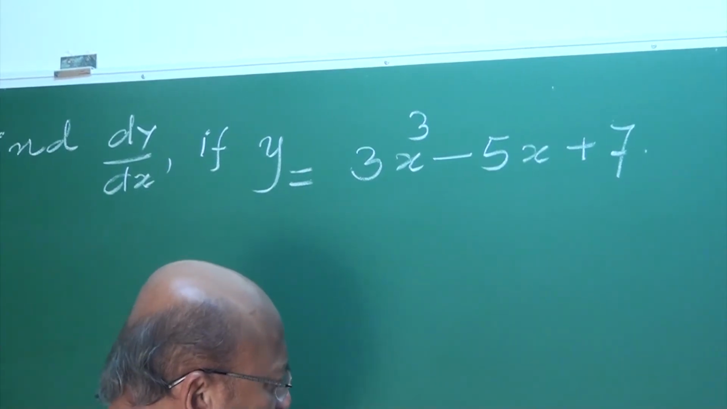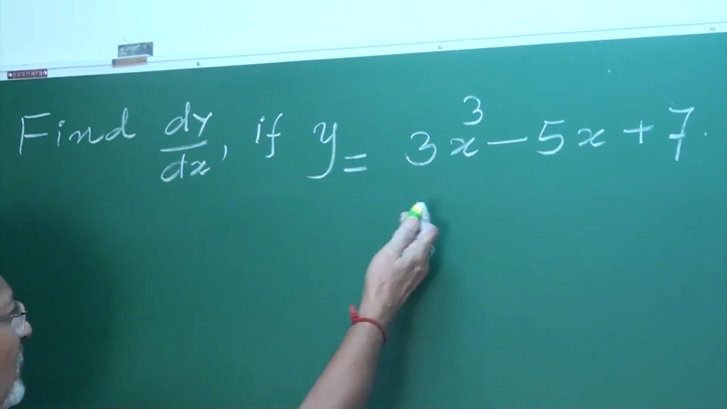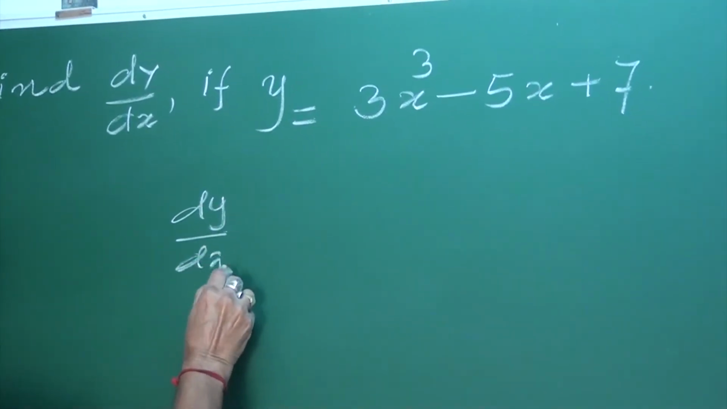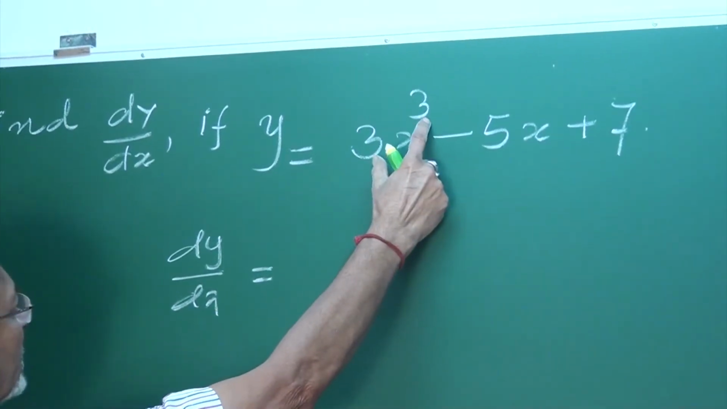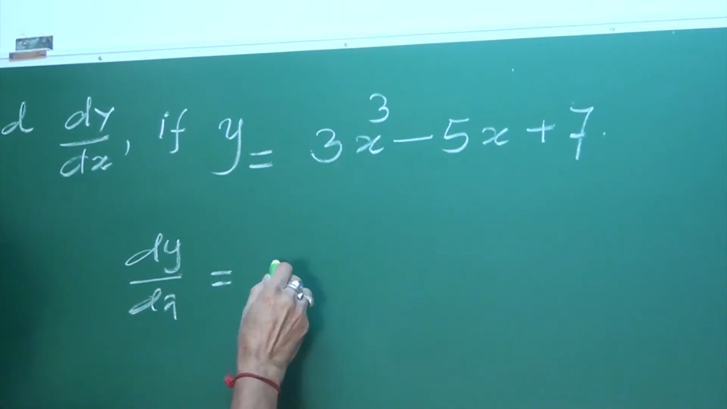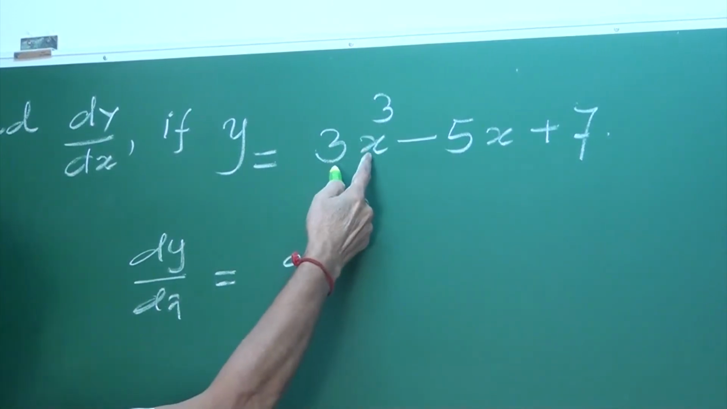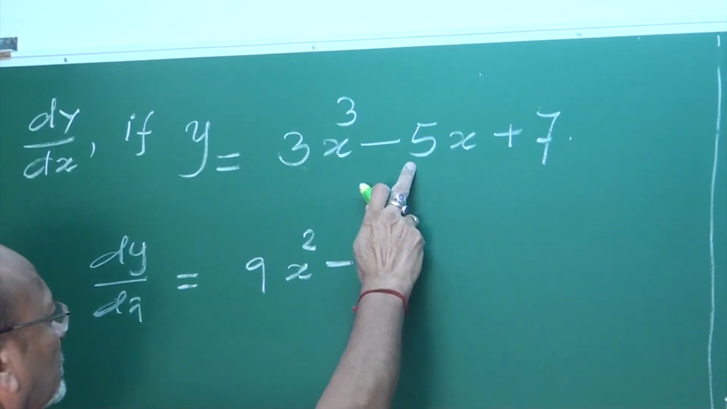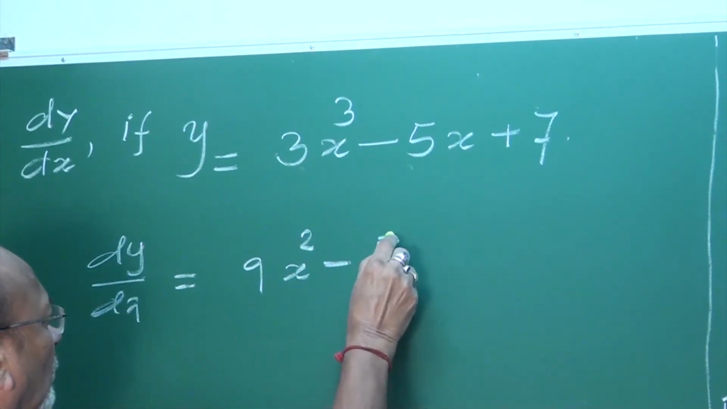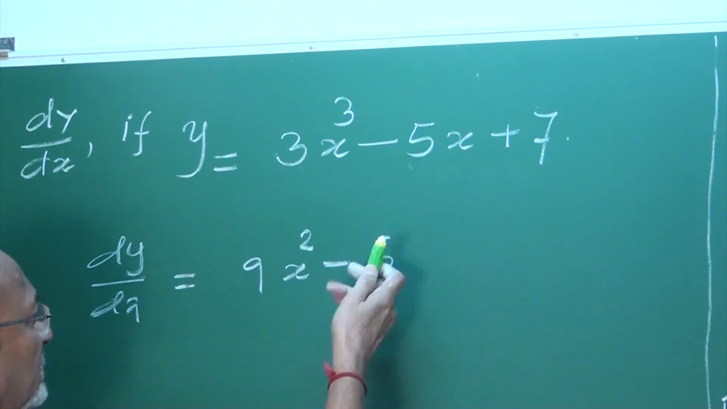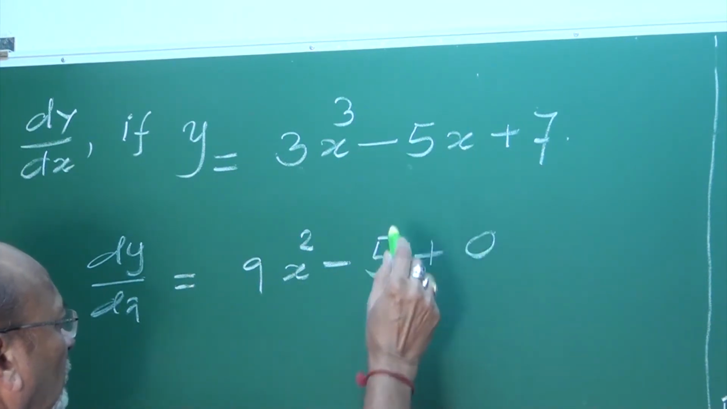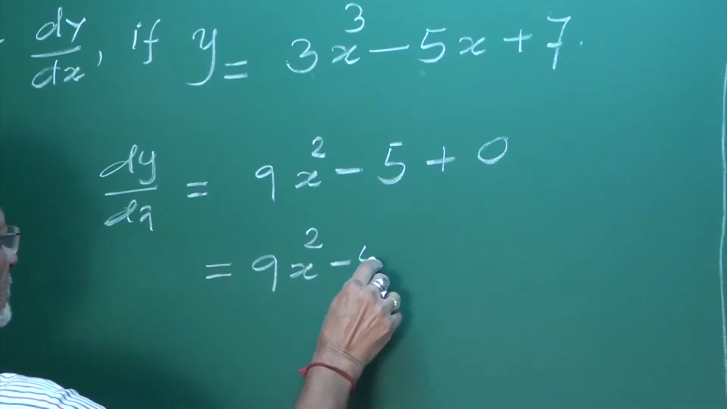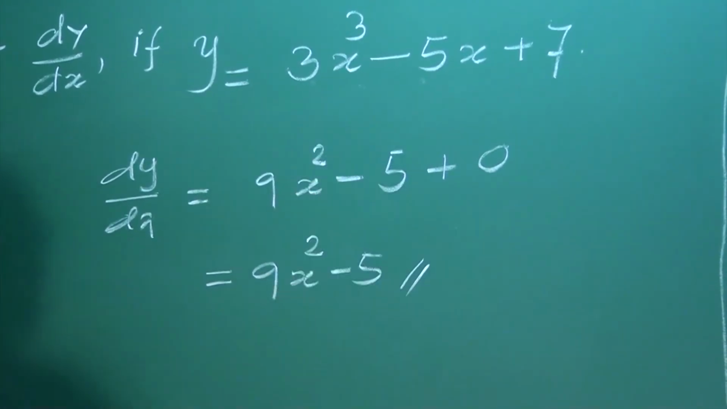The previous examples I've written in detail. Now you can write it quick. So, my friend, dy by dx equal to kn. Kn is multiplication. What is 3 into 3? 9, 1 power less. Minus derivative of 5x. Derivative of 5x is 5. Kx is k, 5x is 5. What about this constant? 0. What is the answer then? It is 9x square minus 5 is the derivative of this. Directly we can write like this.